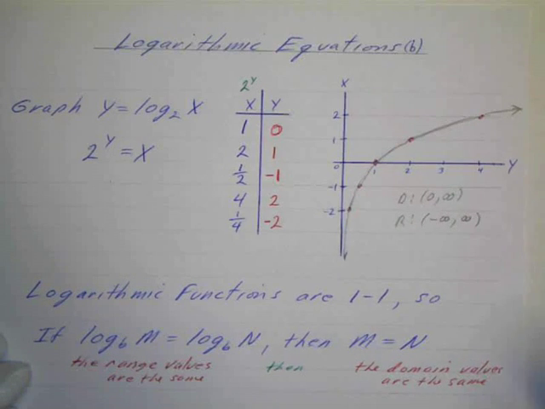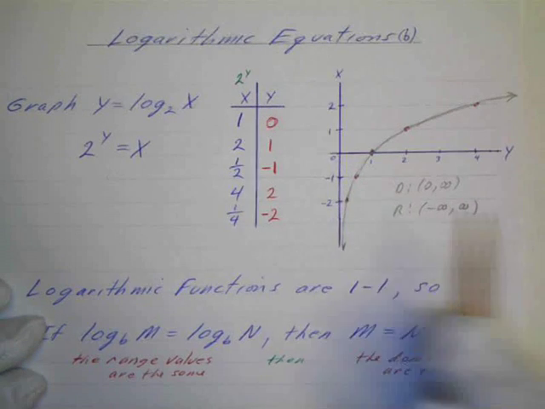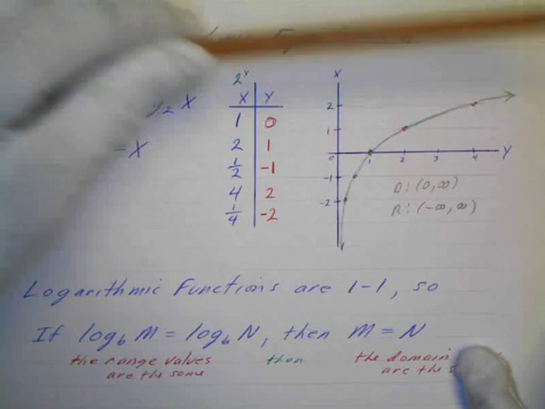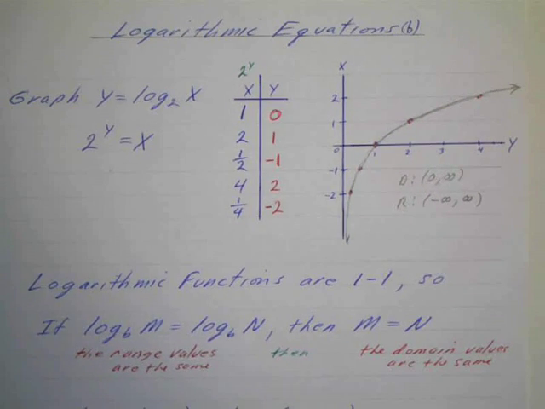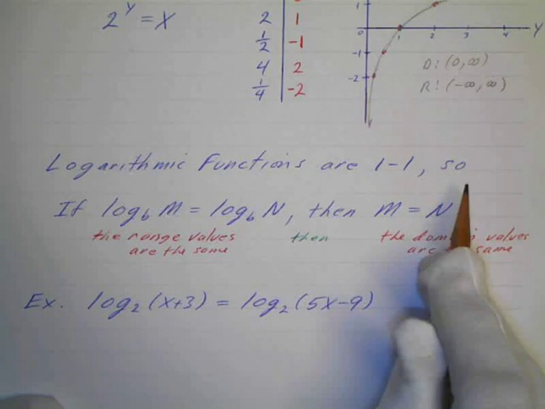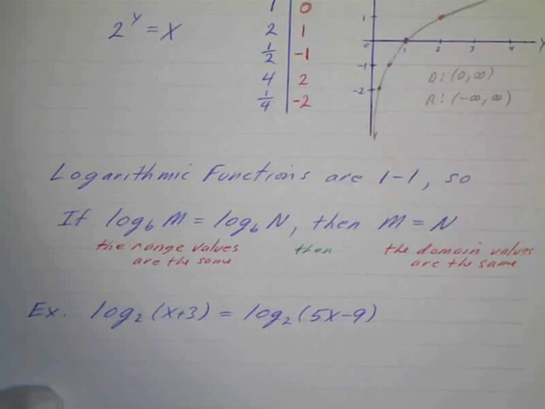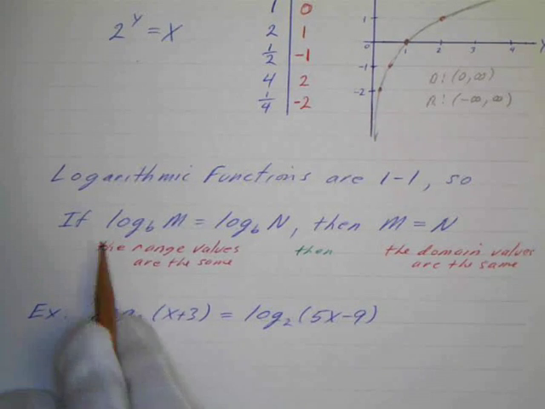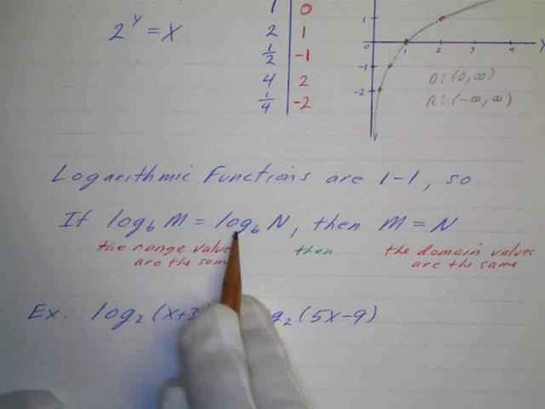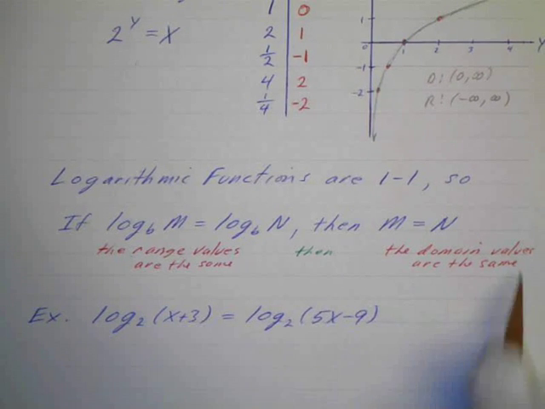Now, what we really want to notice is that this is a one-to-one function. It's a function because it passes the vertical line test, of course, but it's a one-to-one function because it also passes the horizontal line test. In other words, if you take a horizontal line, it only crosses it in one place. So we can say that logarithmic functions are one-to-one. If that's the case, then if the range values are equal, the domain values must be the same, because we can't have two range values, otherwise it wouldn't be one-to-one. So if log to the base b of m equals log to the base b of n, then we know that m must equal n. In other words, if the range values are the same, then the domain values must be the same.